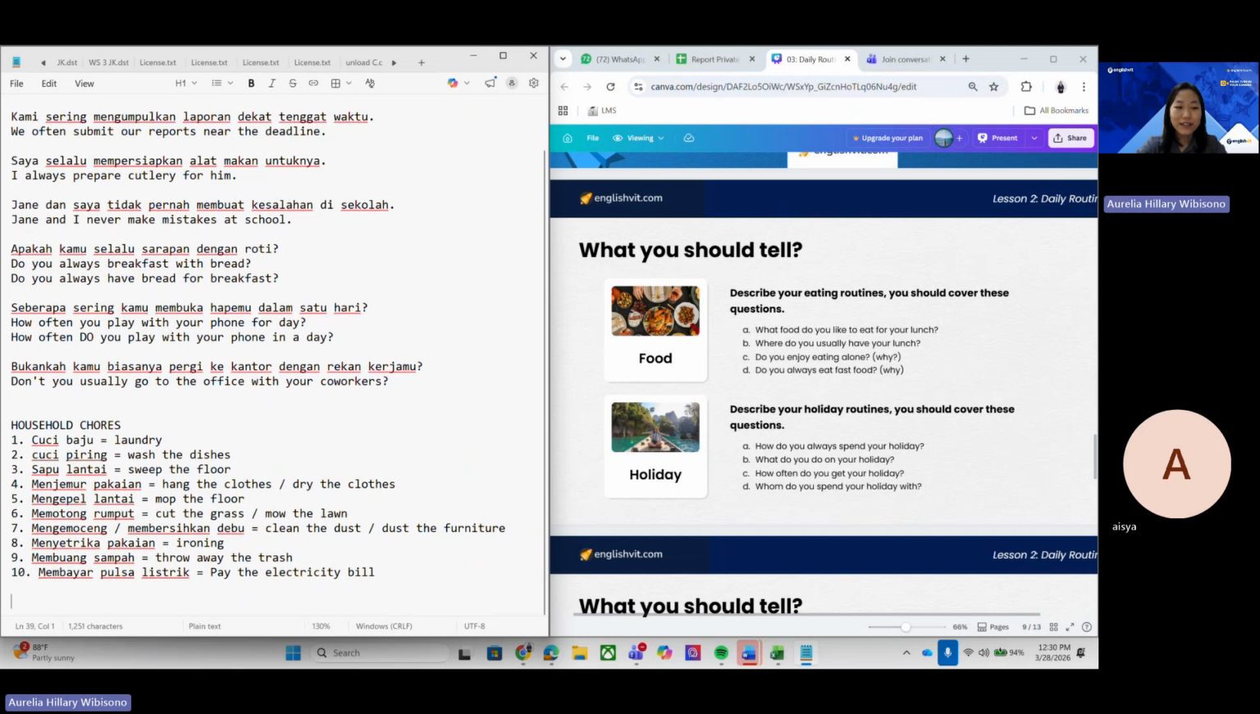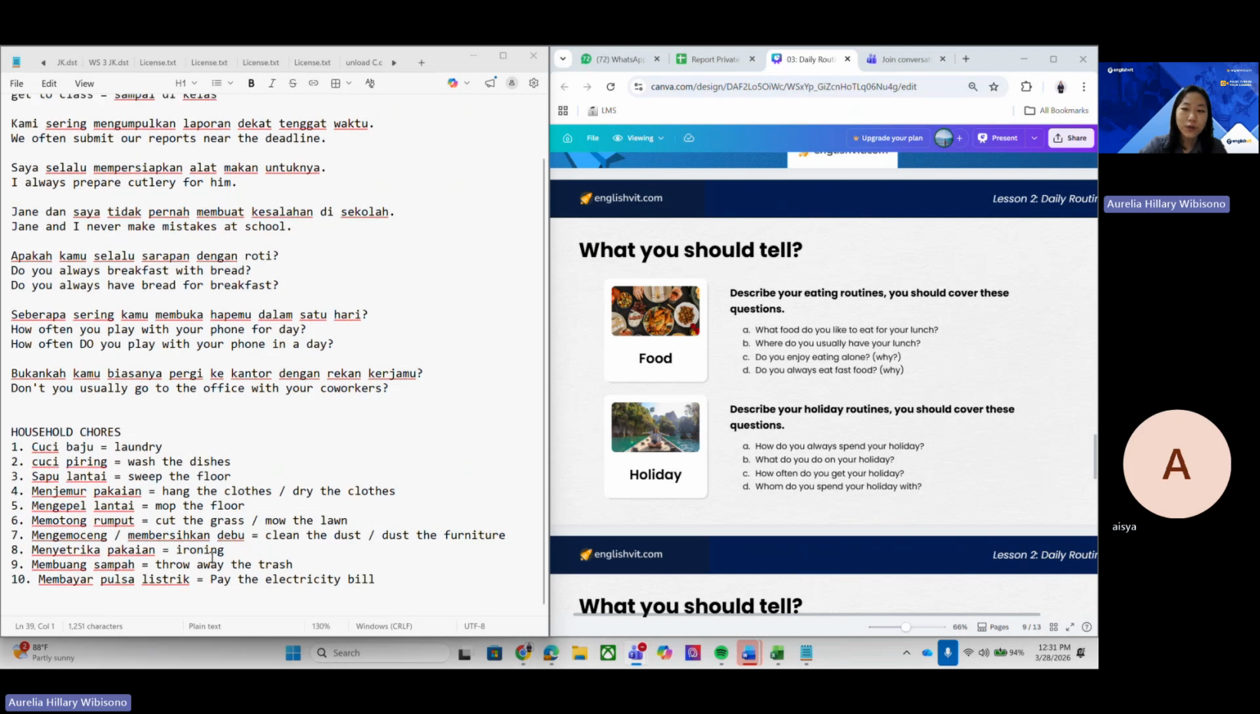Okay, so let's start with the topic of food. Describe your eating routines. You should cover these questions. Number one, what do you eat? What do you like to eat for your lunch?